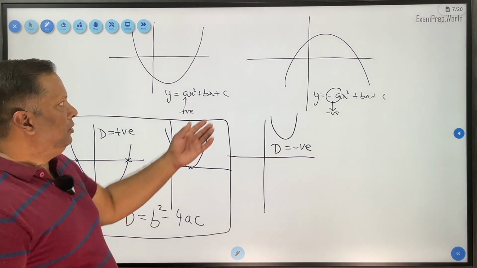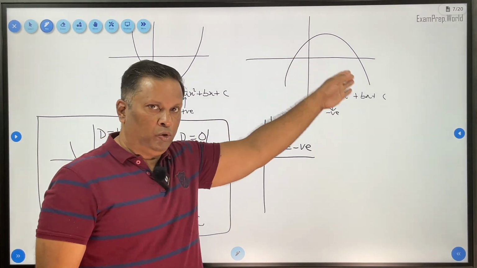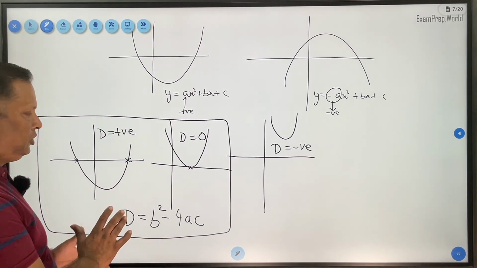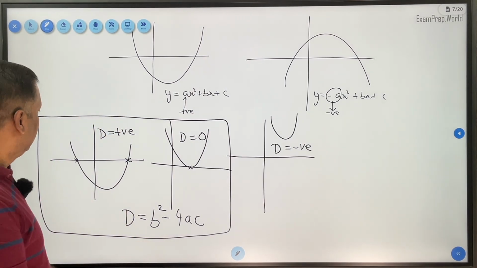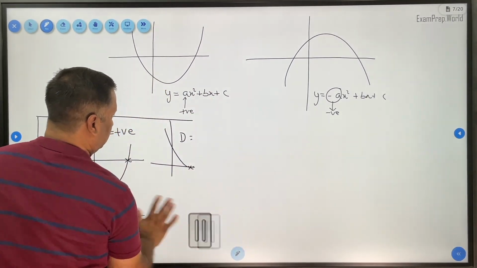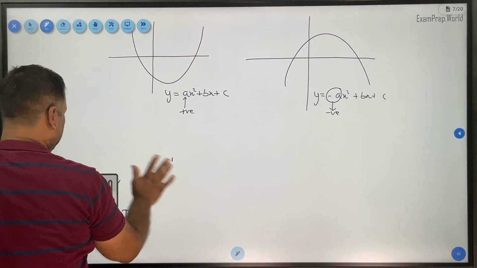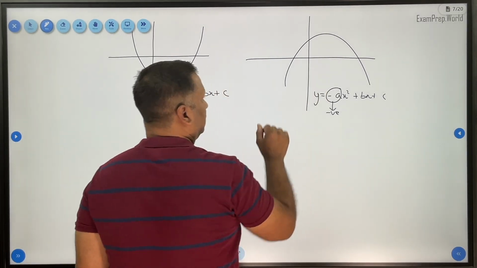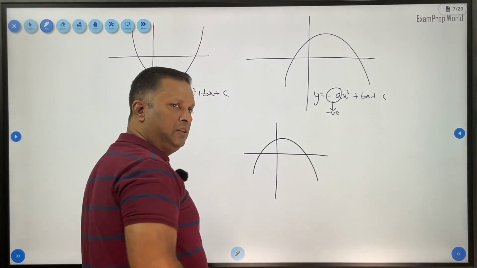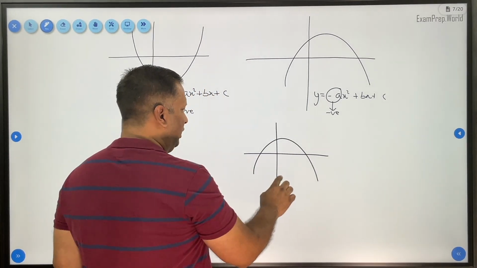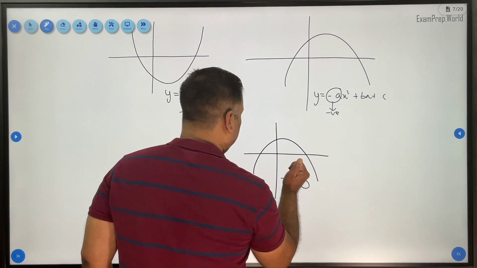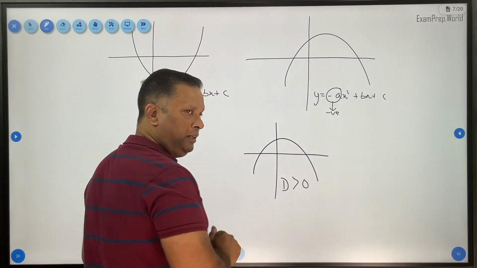Now the same thing can happen when the parabola opens downwards, with the same rules. Let me show you those rules. You can pause and take notes if you want. Now see the first type here. It is touching the x-axis at 2 points, correct? So definitely D should be a positive number, that is, D should be more than 0. I would write it like this.